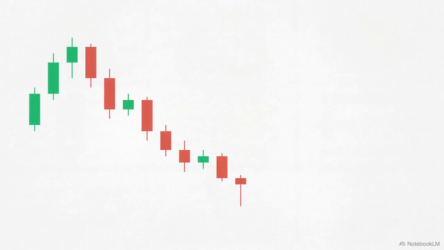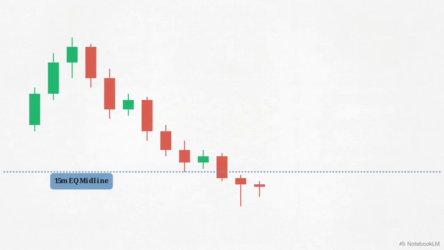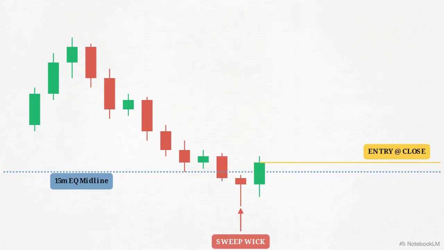The absolute entry rule is fixed. Execution occurs strictly on the close of the confirmation candle. You never enter during its formation, because the data is not confirmed until the candle is complete. The defensive boundary is placed immediately below the sweep wick low. If price breaches that level, the structural setup is invalidated.